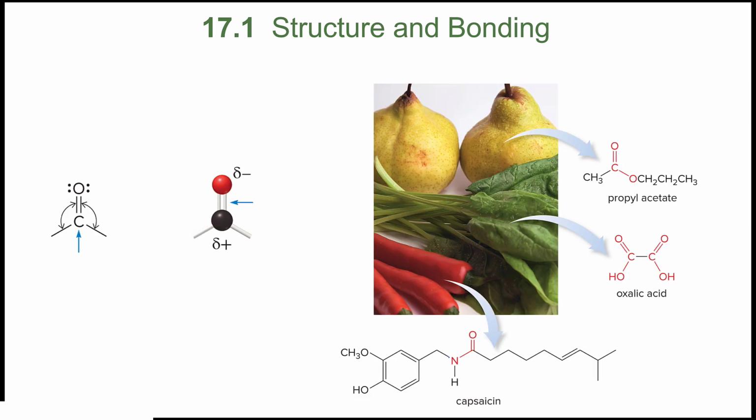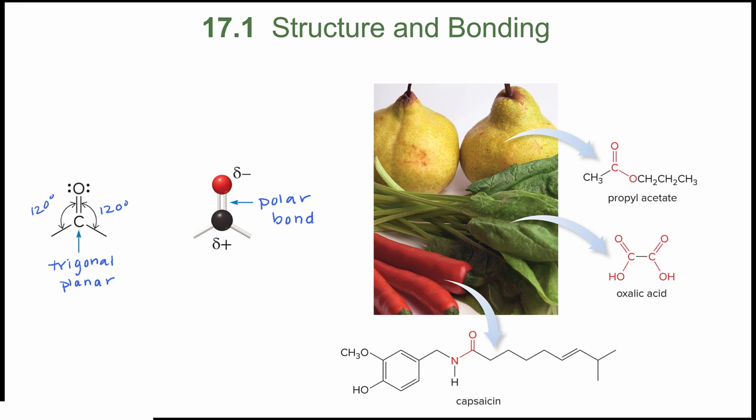The bond angles in carbonyls, if you recall, are 120. And because that carbon is bonded to three atoms, the shape here is trigonal planar. And then this is a polar bond. We have a partially positive carbon to a partially negative oxygen, so that makes it polar.